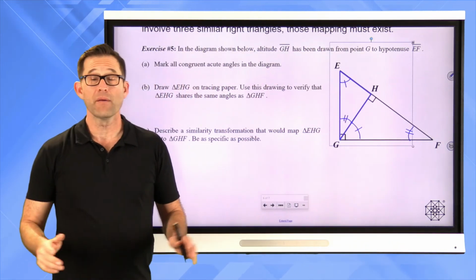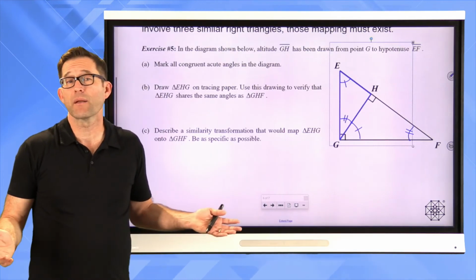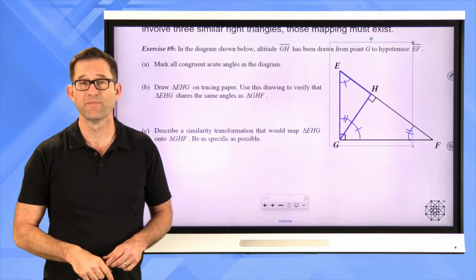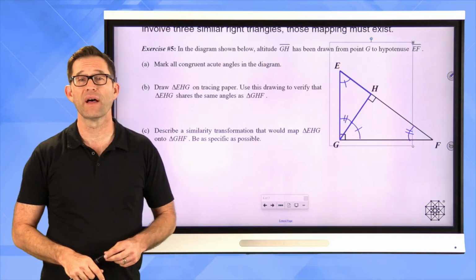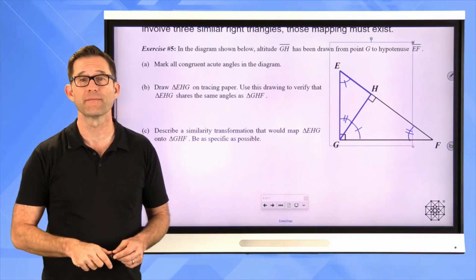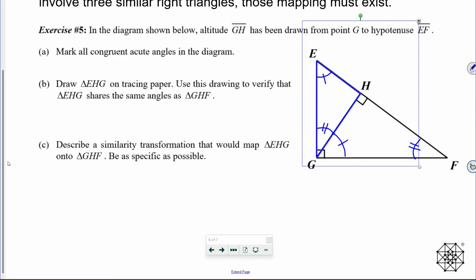All right, but it definitely matches them all up, right? So they've got to be similar because they have the same angles. And now let's see if we can figure out that similarity transform. Letter C. Describe a similarity transformation that would map triangle EHG onto triangle GHF. Be as specific as possible.